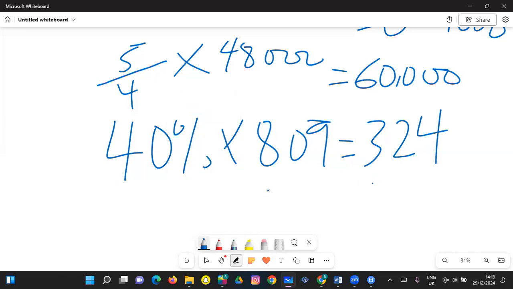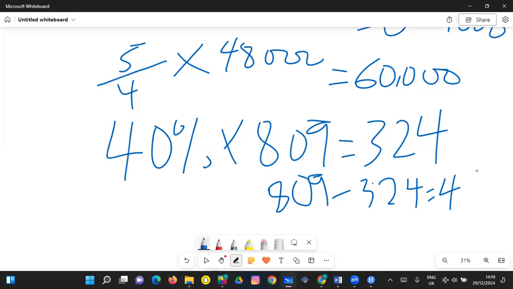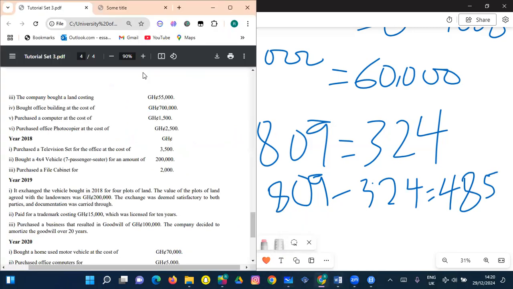But when we subtract 809 minus 324, we are going to get 485. Right, we are going to get 485. And 485, according to the law, is lesser than 500.